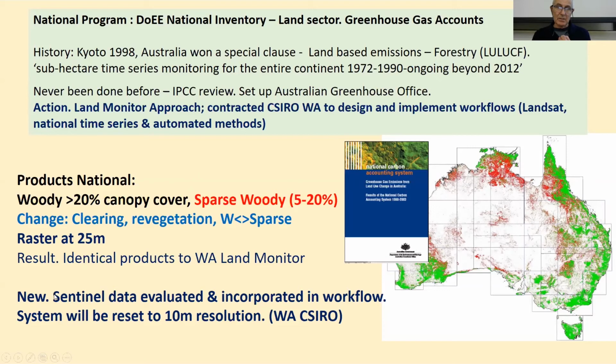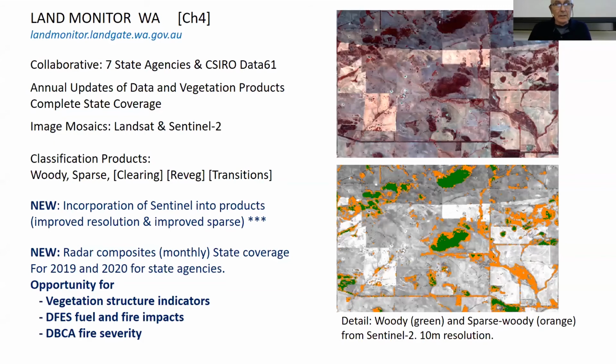But really in the last 12 months, Sentinel data has become a reality. The CSIRO group here in WA has evaluated, incorporated and demonstrated a workflow. And basically the Greenhouse Office has commissioned that group to incorporate the higher resolution data and essentially reset the whole time series to a 10-metre resolution for the country. So that brings me in shorthand to Western Australia's Land Monitor program, which some of you will know very well.